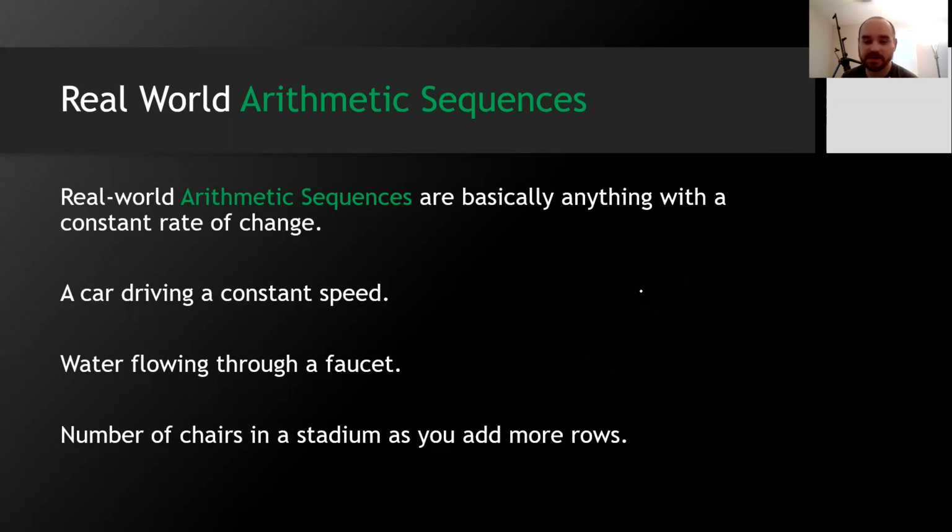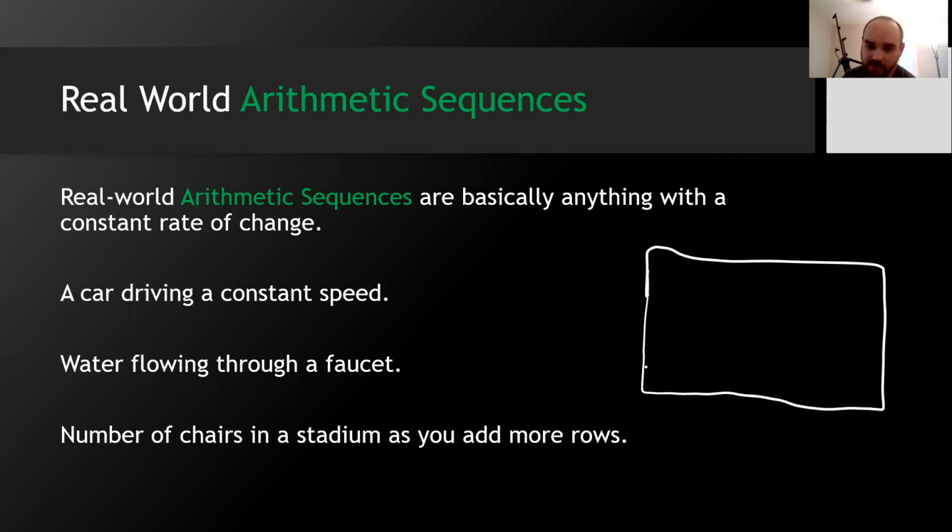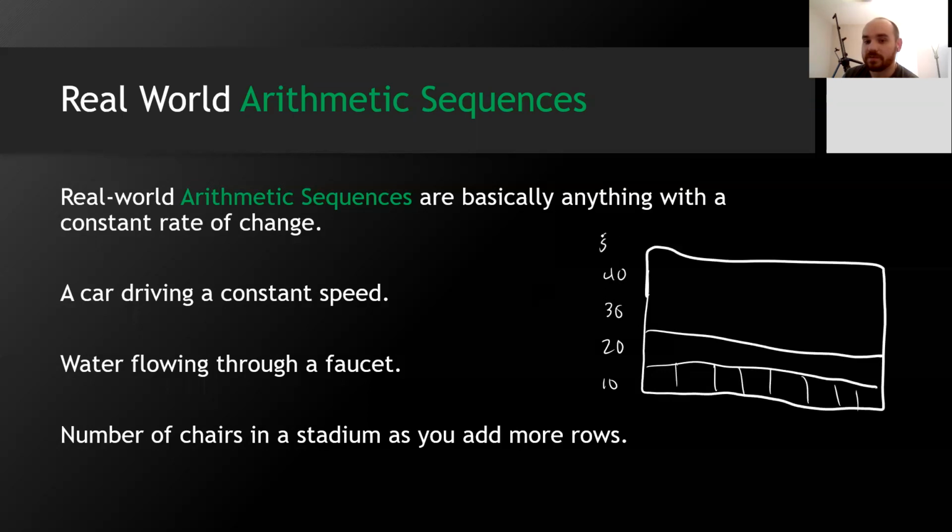And then the number of chairs in a stadium as you add more rows. So if we think of like bleachers, right, let's say the first row can fit 10 seats. This is not going to be 10, but it doesn't really matter. And then you add a second row, you have twice as many. So let's say this holds 10, now you hold 20, then you hold 30, then you hold 40, then you hold 50, and so on and so forth. So again, we have an arithmetic sequence because it's going up by 10 every time.